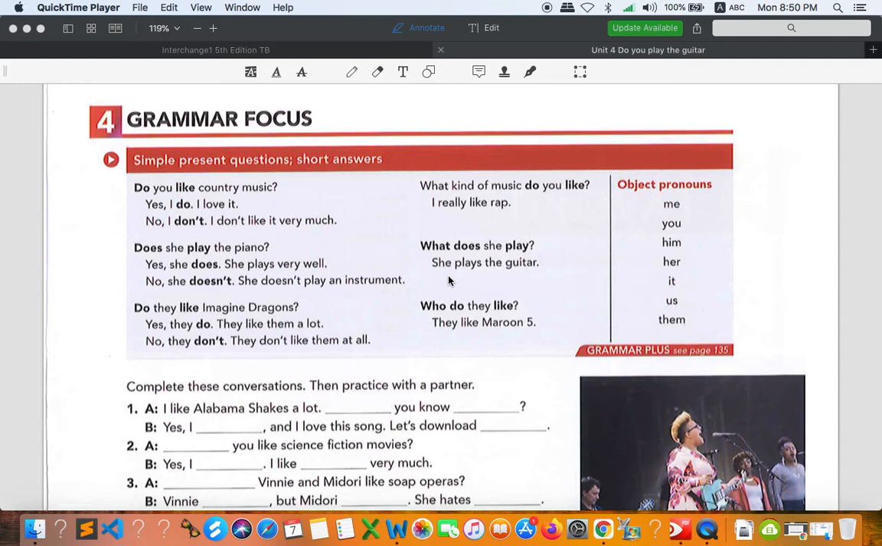Today we are going to continue the next activity, which is about grammar focus and activity number 4. So the grammar that we're going to focus on is simple present questions, alright, and also short answers.